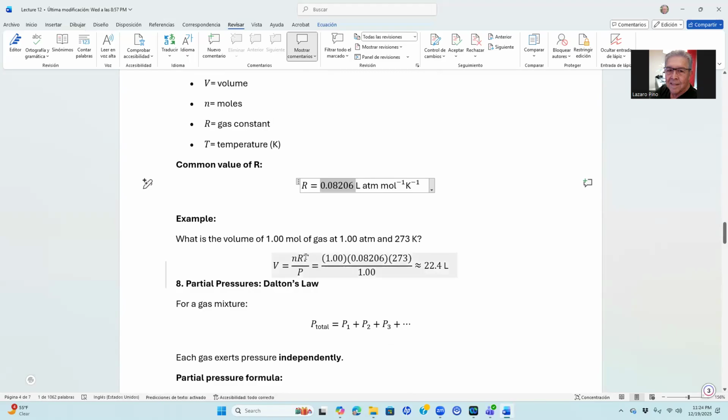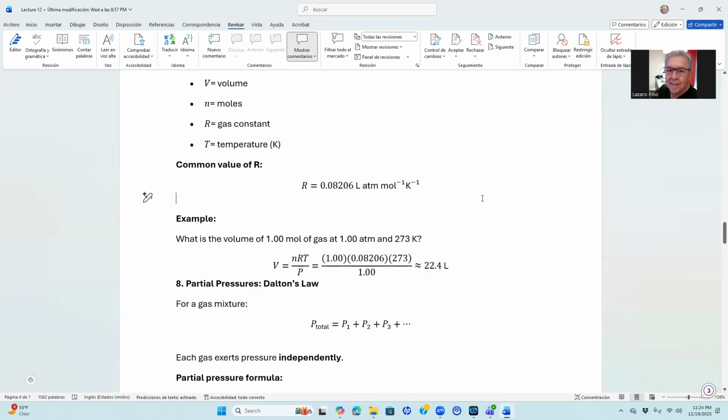For example, what is the volume of 1 mole of gas at 1 atmosphere at 273 Kelvin? Then you put the values in the formula and you find that it is 22.4 liters. This number is very, very important because this is the volume that any gas occupies at STP.